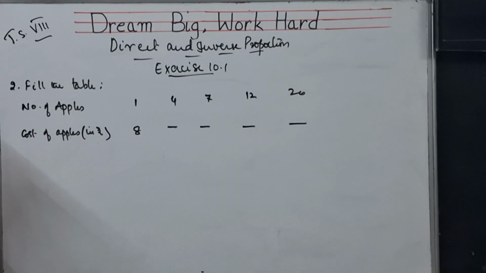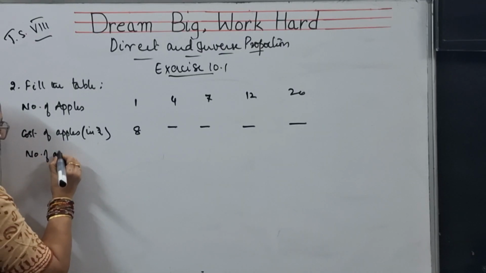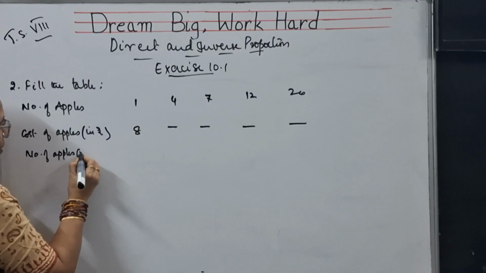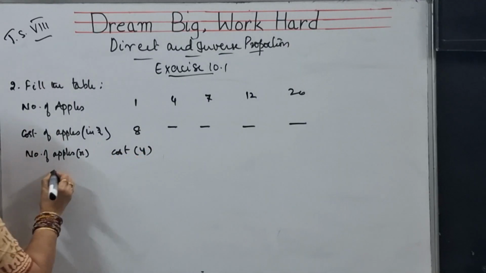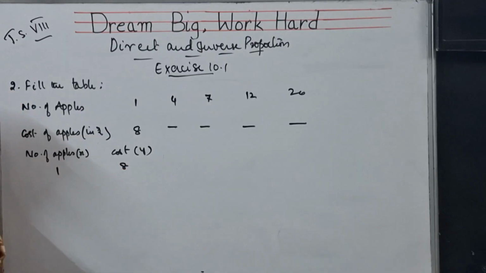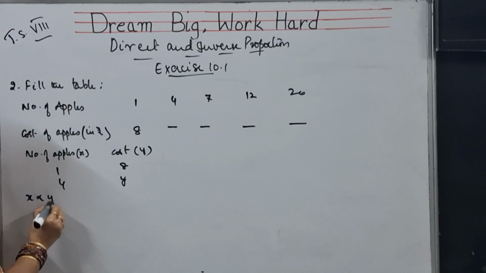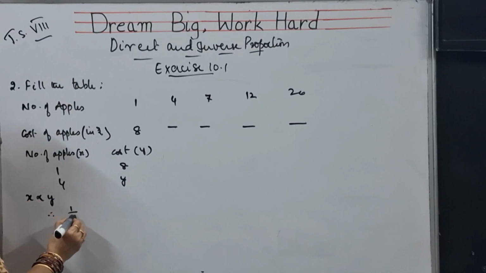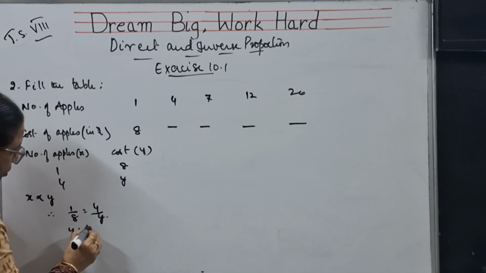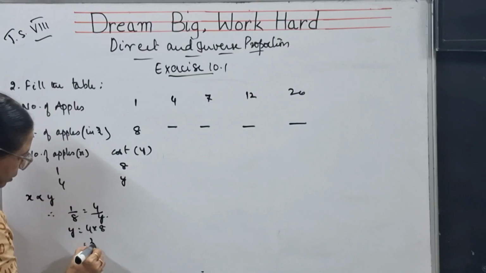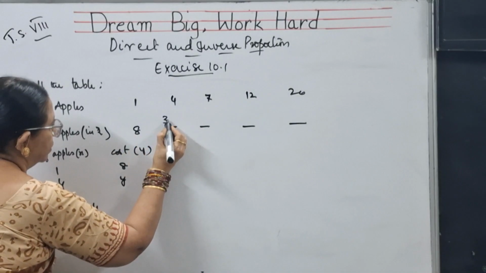Second problem, fill the table. You have got apples and cost. So if you take the number of apples as x and cost as y. Now one apple is costing 8 rupees. 4 apples are costing y. X is directly proportional to y. Therefore, 1 by 8 is equal to 4 by y. That means y is equal to 4 into 8. That is rupees 32. So here the answer is 32.